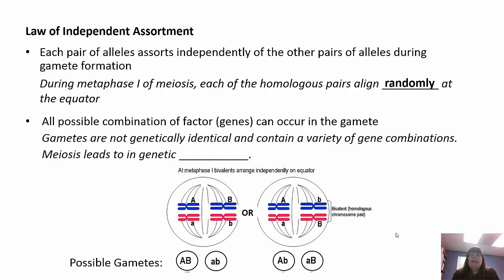So gametes are not genetically identical. They have a variety of gene combinations, which means that meiosis leads to genetic, hopefully you said variability.